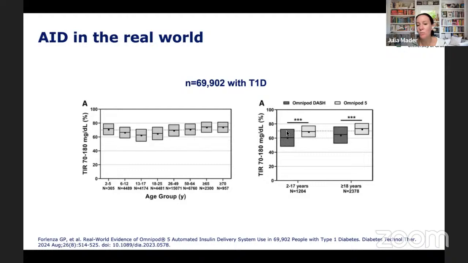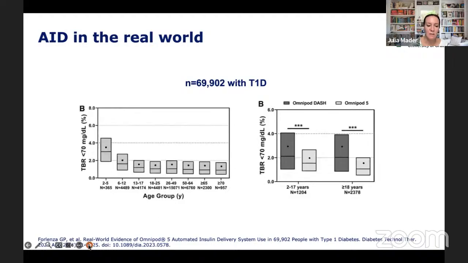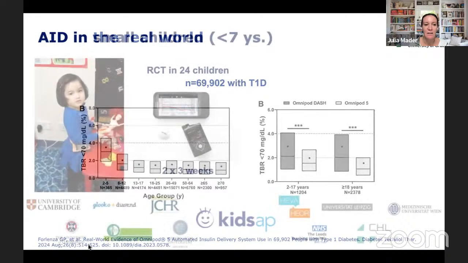with the automation, we again see that the average time in range is shifted from roughly 60% to 70% for young ones as well as for adults with type 1 diabetes. At the same time, we see that the time below range is reduced. So we have not only the benefit of optimizing glycemic control, but also reducing hypoglycemia.